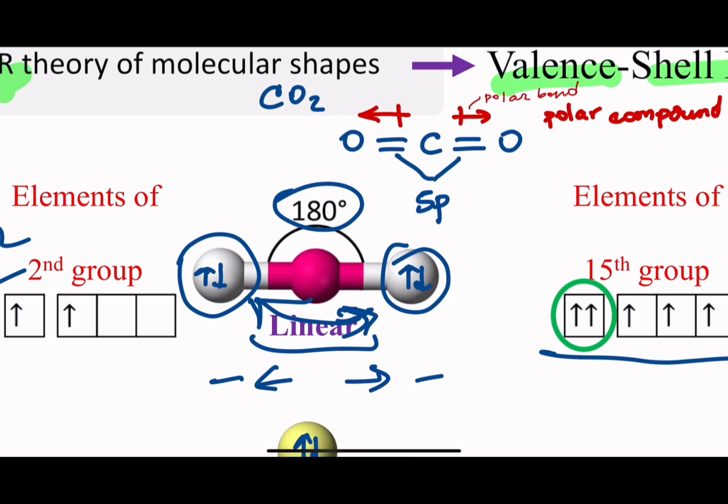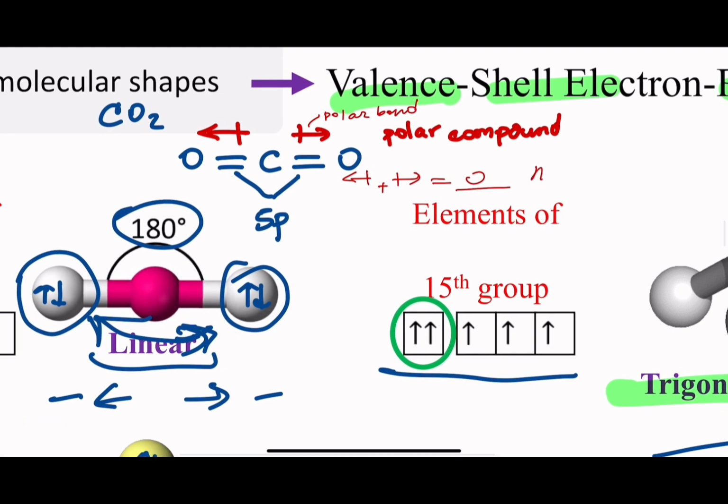But the reason we don't have a polar compound is because these 2 vectors cancel each other out, and in the end we have a net of 0. That's why this becomes non-polar altogether, okay? And that's it for the coordinate, and this is overall why we have a non-polar compound.